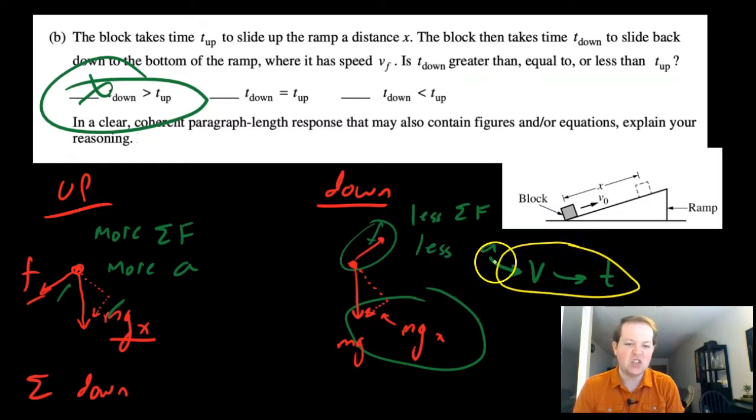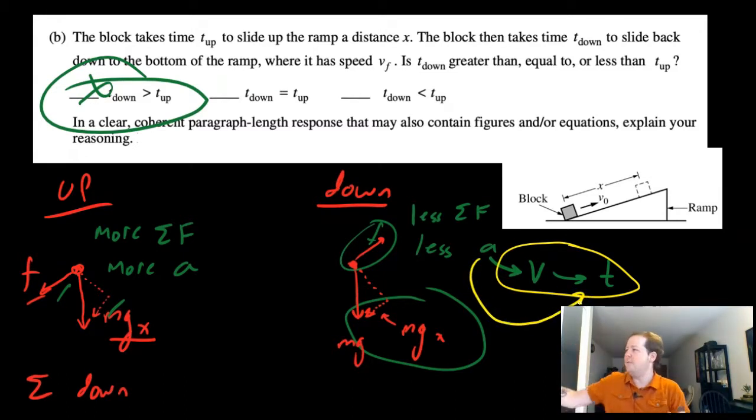A lot of you kind of stopped here. You went straight from acceleration to time. And that's kind of tough to do, right? How do you just go from how fast something's accelerating to the time it takes? Usually you need a constant acceleration equation or some further explanation.